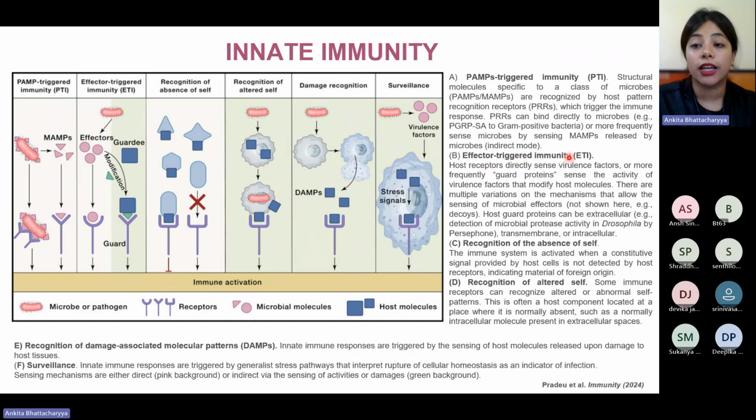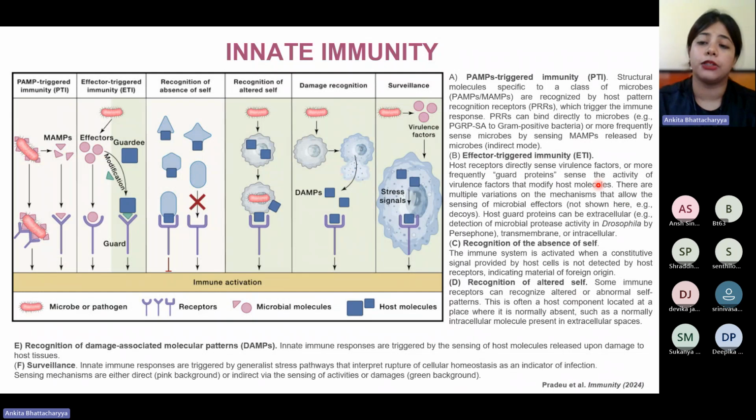Second is the effector triggered immunity. As the name suggests, this is not triggered directly by the pathogen, but is instead triggered by something which is released by the pathogen. So for example, here you see the microbe releasing certain effectors. These effectors can often be called virulence factors, which is an antigen which can be recognized directly by the immune system as foreign.